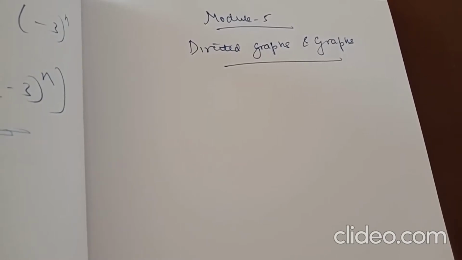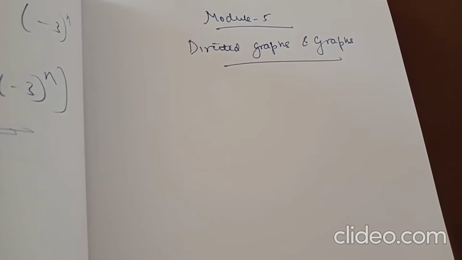Today let's discuss directed graphs and the concept of graphs. First of all, we'll begin with directed graphs and certain terminologies related to directed graphs, like indegree, outdegree, loops, isolated vertex, sink and source, and let's see some of the problems and proofs related to directed graphs.